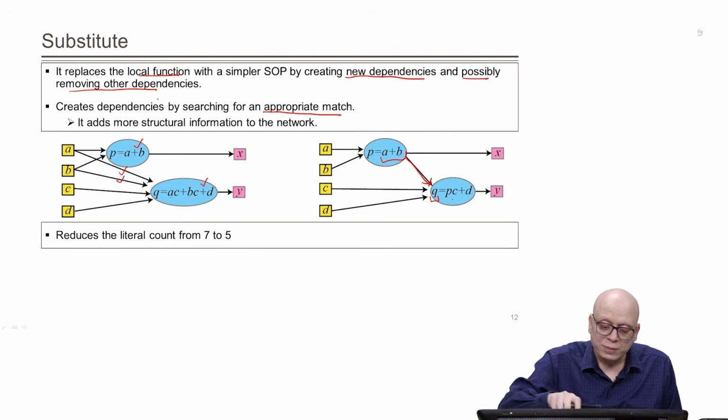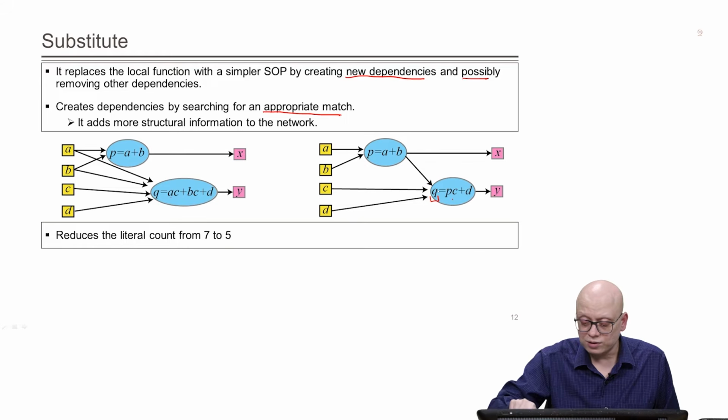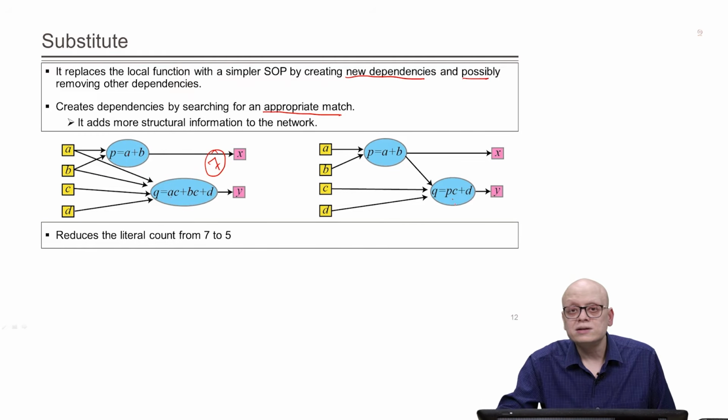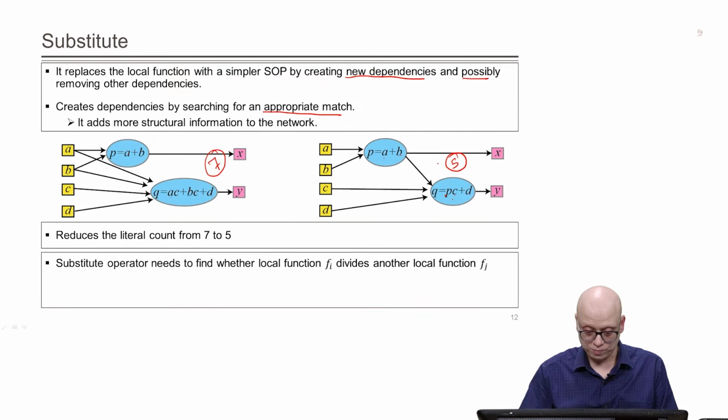So what benefit did we get from this transformation? It reduced the literal count. Earlier how many literals were there? 1, 2, 3, 4, 5, 6, 7. So there were 7 literals here. And now how many literals are there? 1, 2, 3, 4, 5. So 5 literals are there. So we got a reduction in literal count by 2.